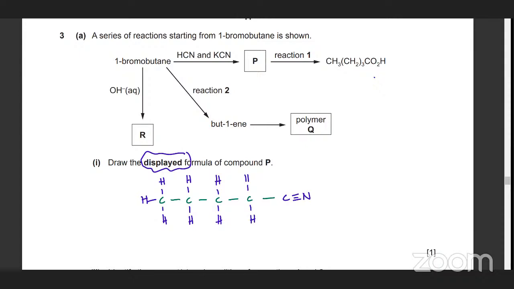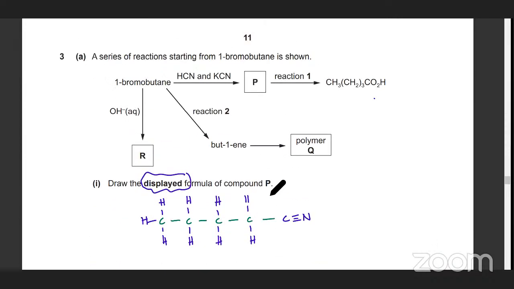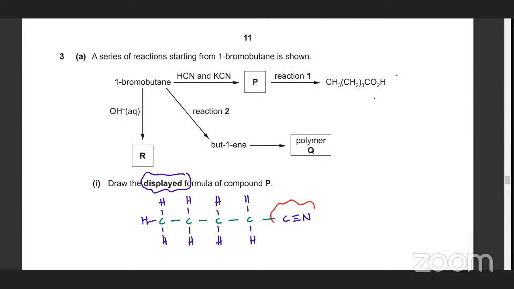So that is what a displayed formula is. Identify the reagents and conditions for reaction 1 and 2. Now the CN is turning into a carboxylic acid. Remember, nitriles can be turned into carboxylic acids.